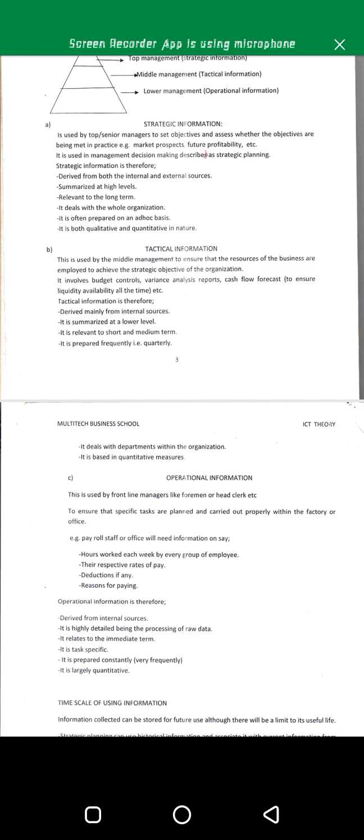Tactical information is therefore derived mainly from internal sources. So this information is derived from within the organization. It is summarized at a lower level. It is relevant to short and medium term. So since this information keeps on changing, you cannot use it to make very long-term decisions. You can only use it to make short-term decisions.